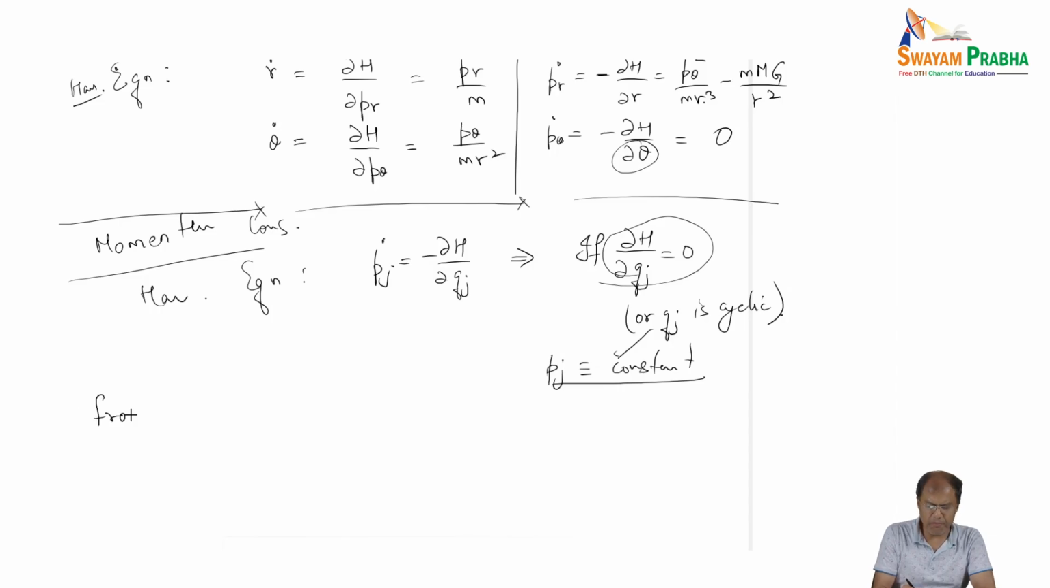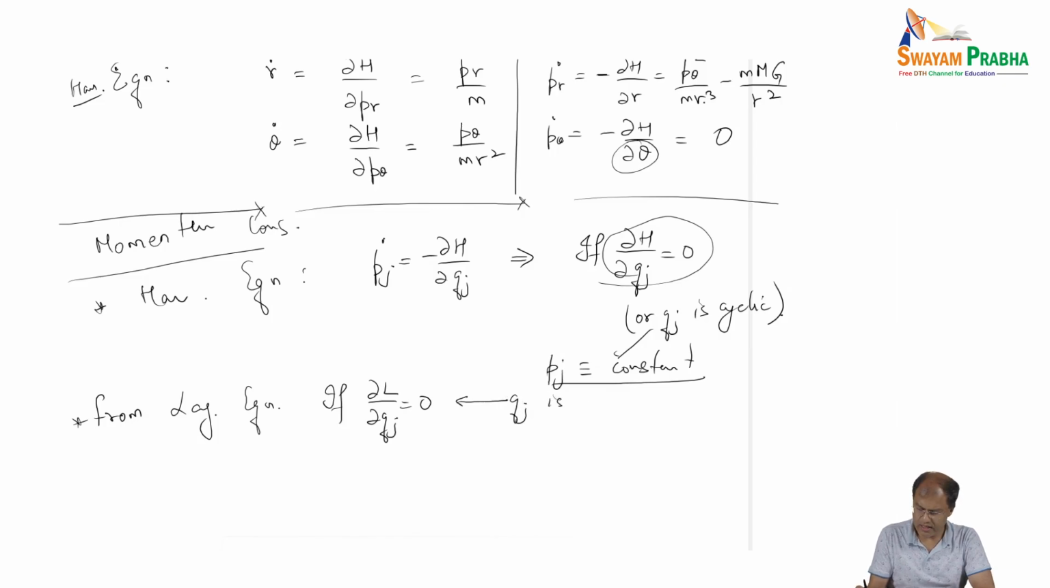Again, looking at the same idea from the perspective of the Lagrange equation, the first idea was from Hamilton's equation. Then from the Lagrange equation, we see that if partial L partial qj is 0, then qj is cyclic, or Pj is constant. Okay, so we will be using these ideas shortly.